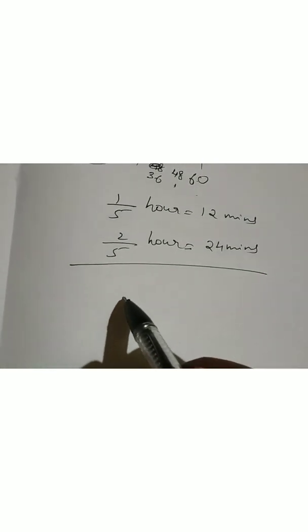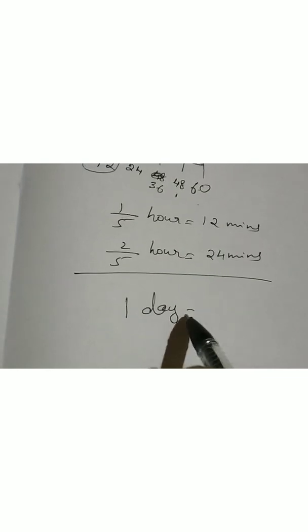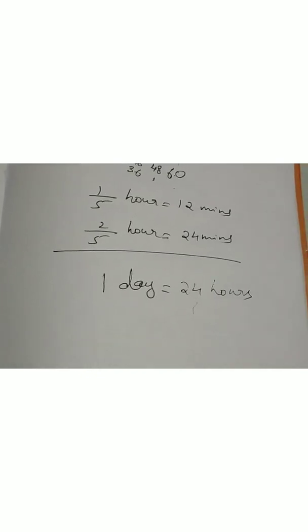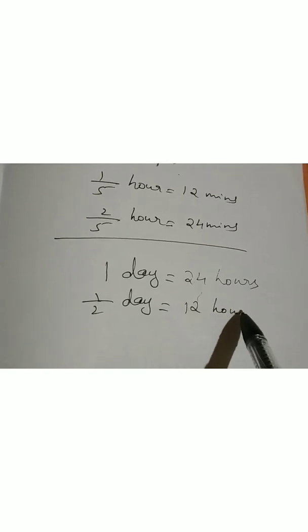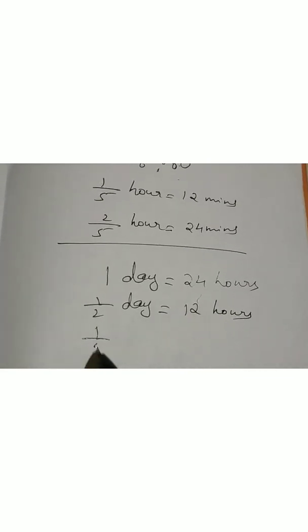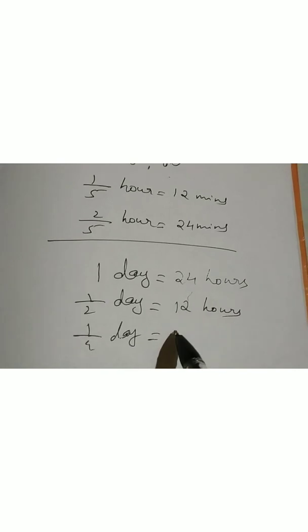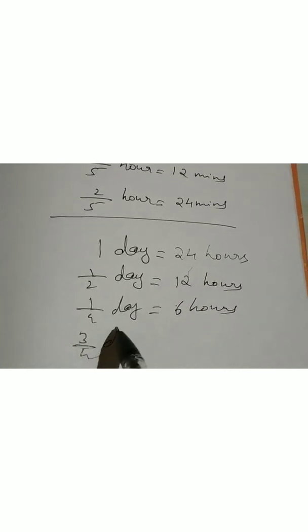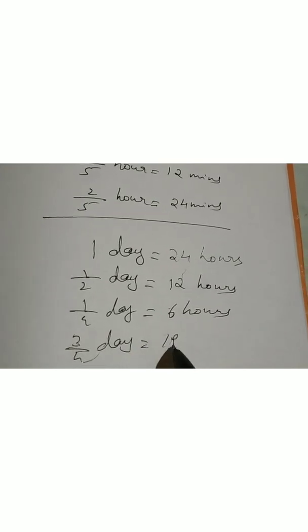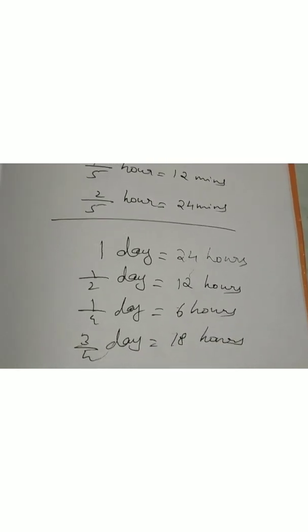Okay. Then next one. 1 day is equal to 24 hours. So what will be half day? It's very clear, that will be 12 hours. Okay. Then quarter day will be 6 hours. What will be 3/4 day? That is 18 hours. Okay.